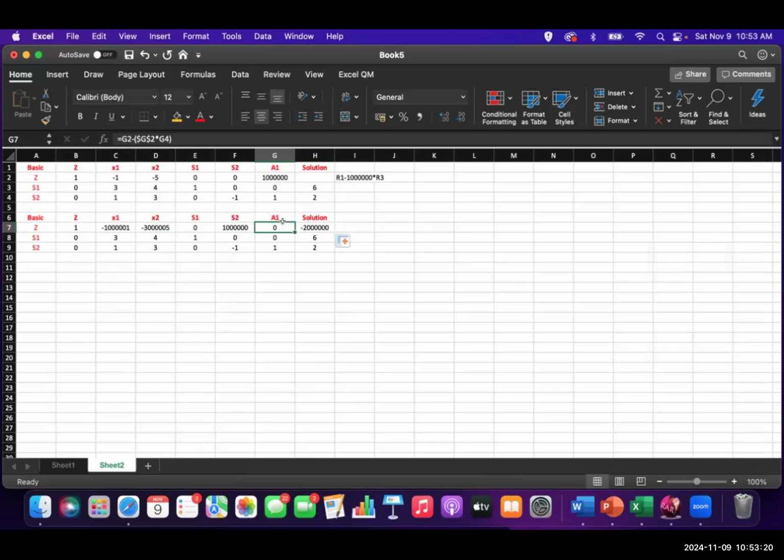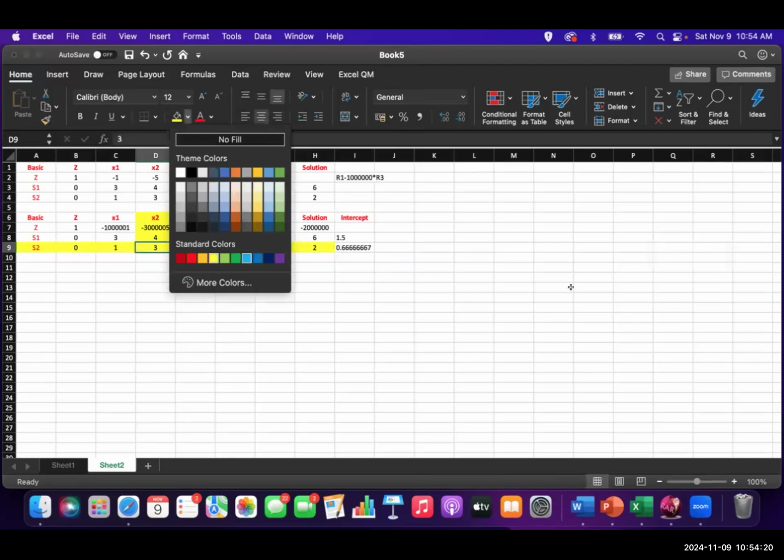So like earlier, what I'll be doing is, this one is our entering variable, right? It's negative 3 million. So we take the intercept. This one is our intercept. For our intercept, it's just 6. We divide it by 4, and we bring it down. So 1 is 0.67. Therefore, this one becomes our pivot row.